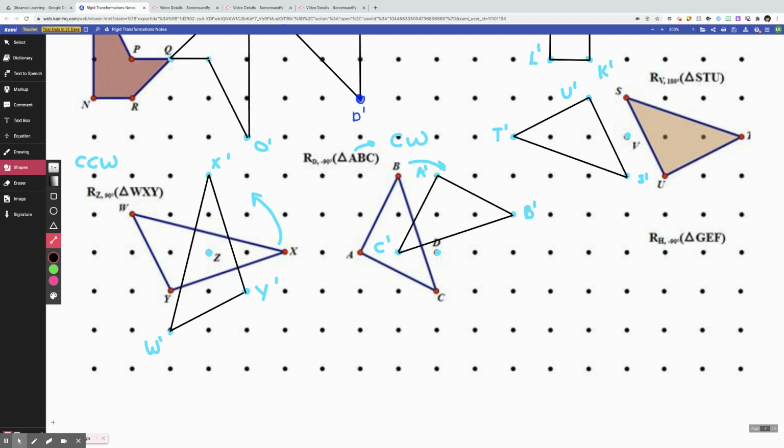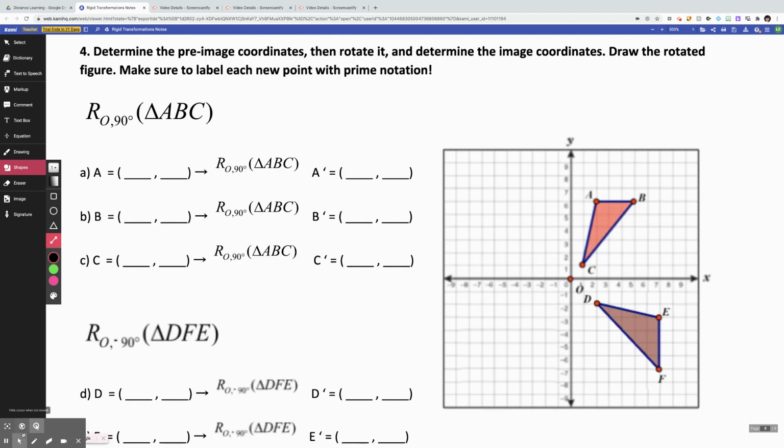All right, so give me one moment. I've got one more example type for you, and then after that, we will basically be done with these rotations. So I'll see you in just a second. All right, y'all. So here we are.